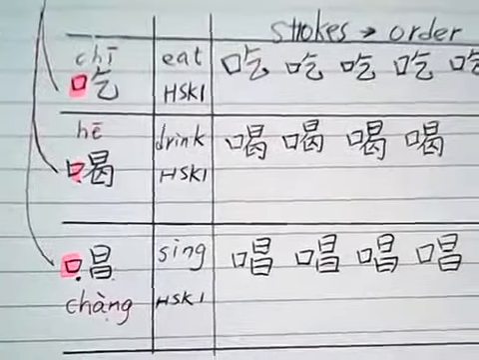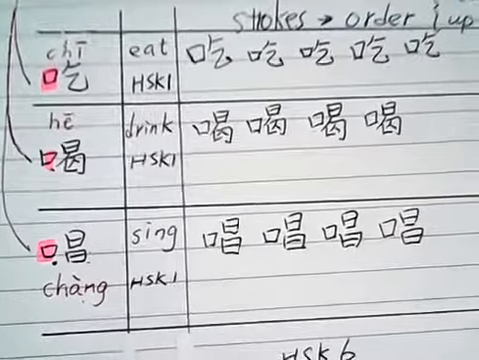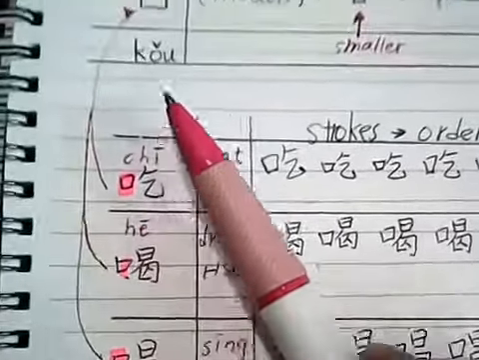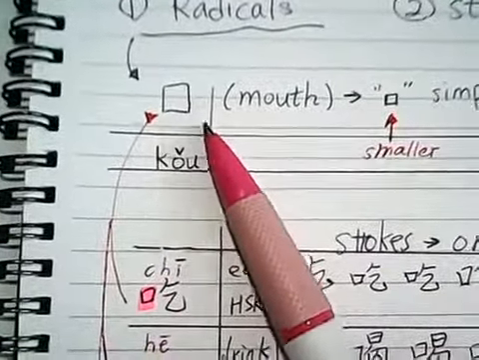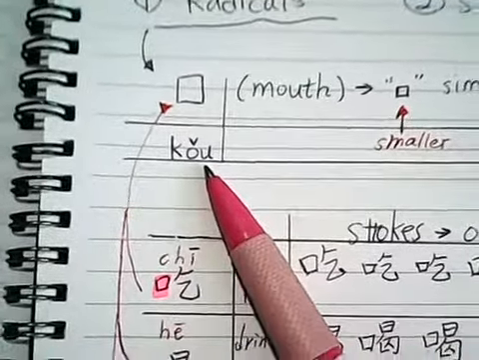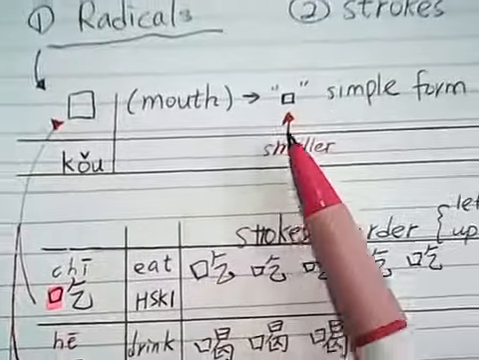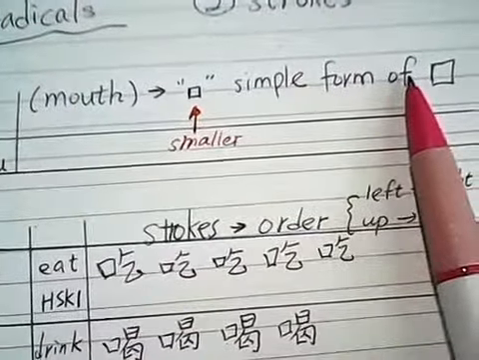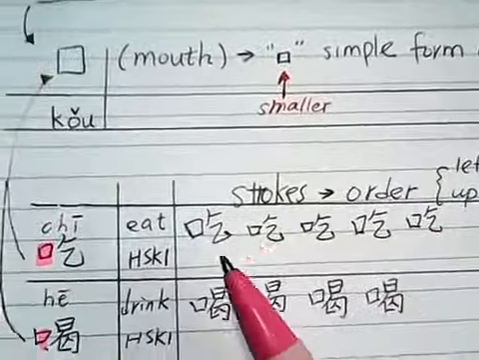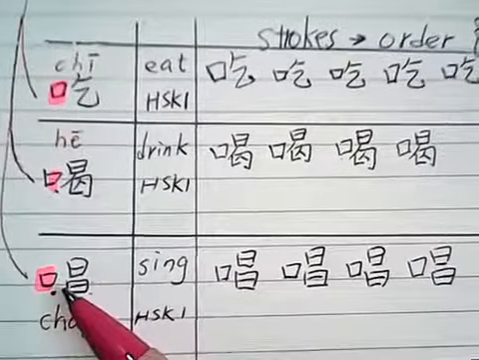And these words have the same characteristics here. That is, the radical is the same, which is 口, and which means your mouth. And if you want to write this radical into a word, you have to use the simple form of 口, which is just write it smaller. Okay, just write it smaller. So that's the reason why you see the radical is smaller here in a word.